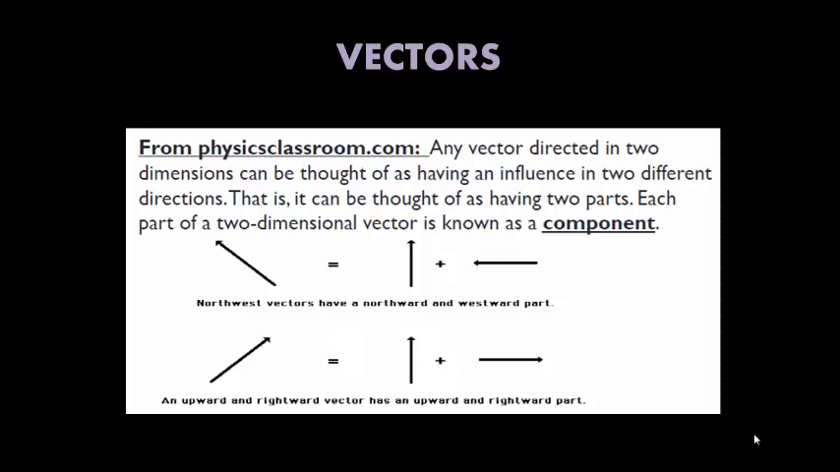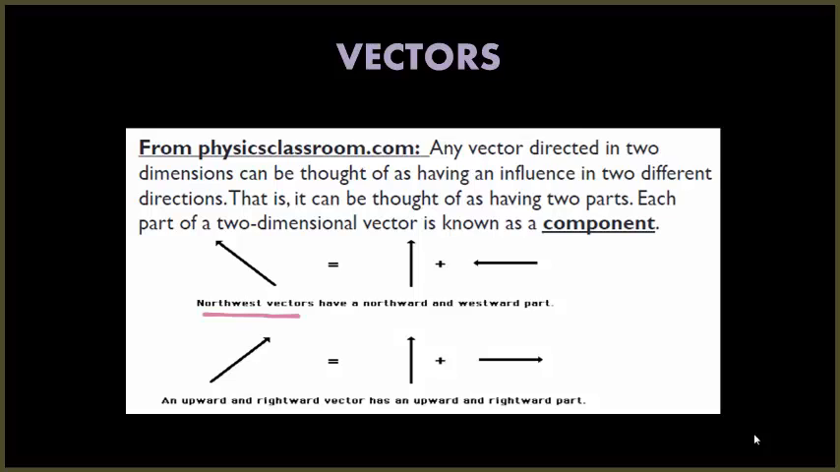From physicsclassroom.com, here's our definition of basically what a vector component is. Any vector that's directed in 2 dimensions can be thought of as having an influence in 2 different directions. In other words, it has 2 different parts, and each of those parts is what we call a vector component. So if you take a look at the 2 examples given, for this very first one, a northwest vector could be thought of as having a northward influence as well as a westward influence. This northward and this westward part are what we would consider the components.